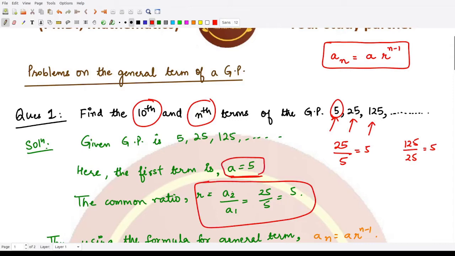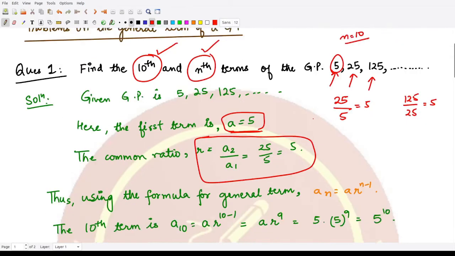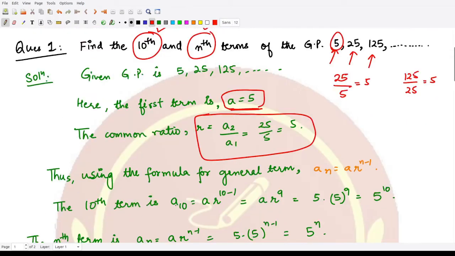Now you know the value of a and the value of r. We can make use of this formula to calculate the 10th term and the nth term. For the 10th term, we substitute n equals 10, so we can write a_10 equals a r raised to power 10 minus 1, so it would be a r raised to power 9. The value of a is 5 and the value of r is also 5. So we can substitute both values and simplify to get our answer as 5 raised to power 10. You may either solve this or leave it just like this. There is no issue.